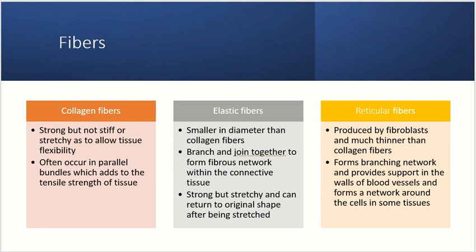And then our last type of fiber in connective tissue is reticular fibers. These are produced by fibroblasts and are much thinner than our collagen fibers. These reticular fibers form branching networks, provide support to the walls of blood vessels, and also form a network around the cells of that tissue.